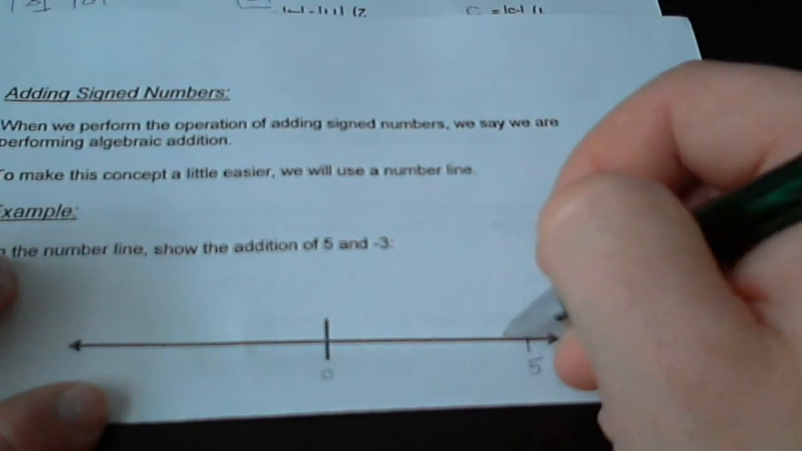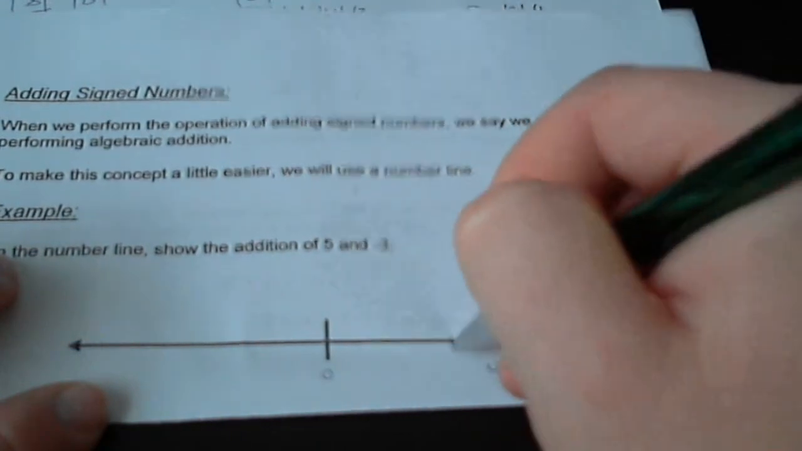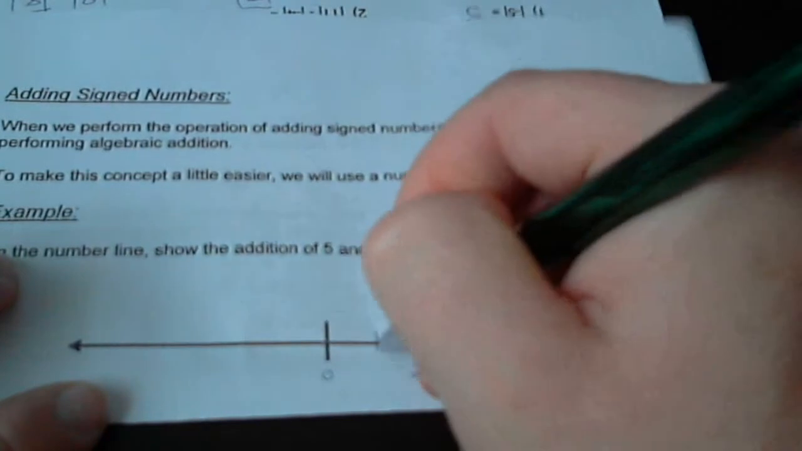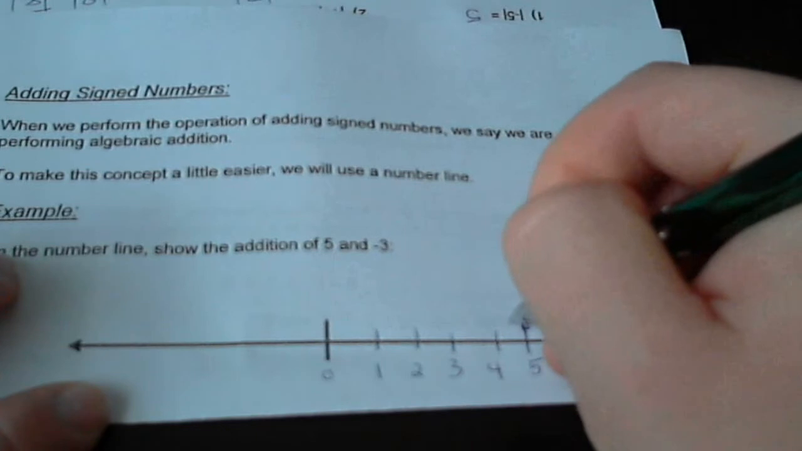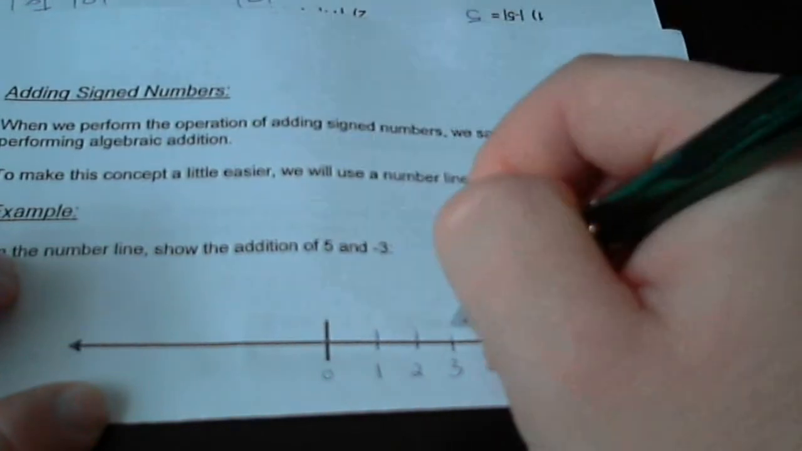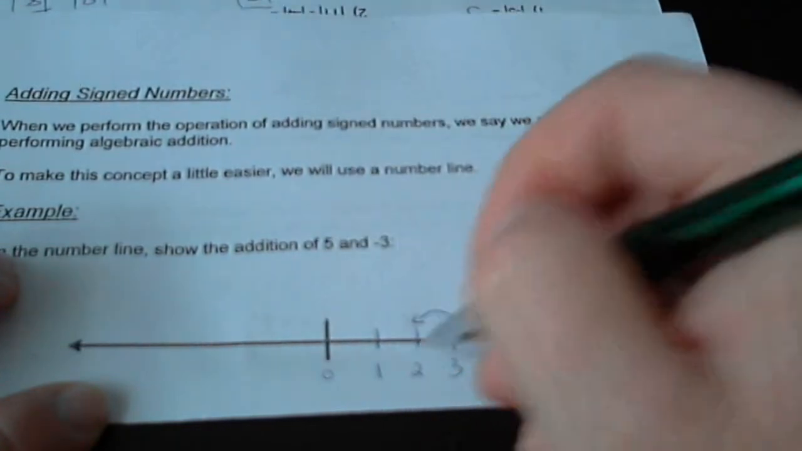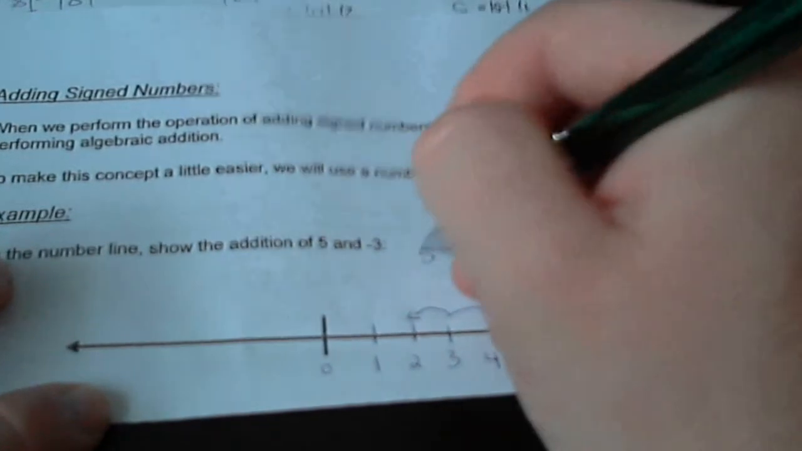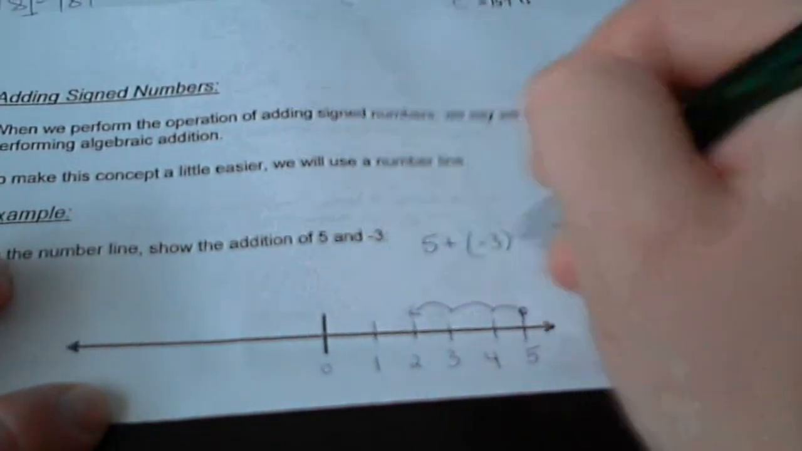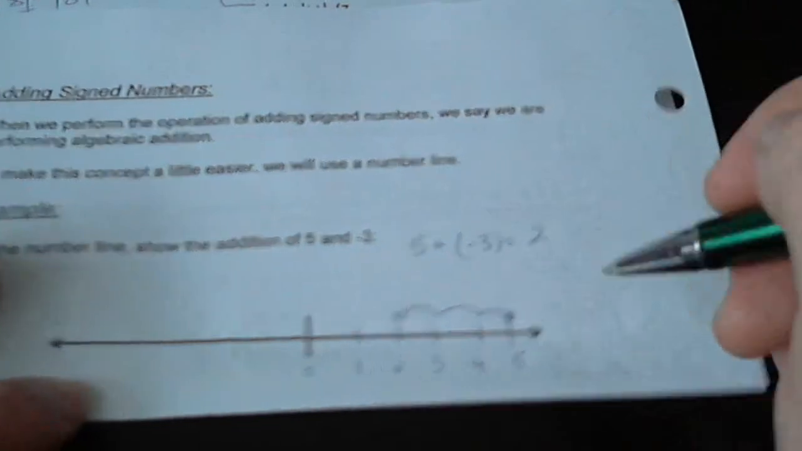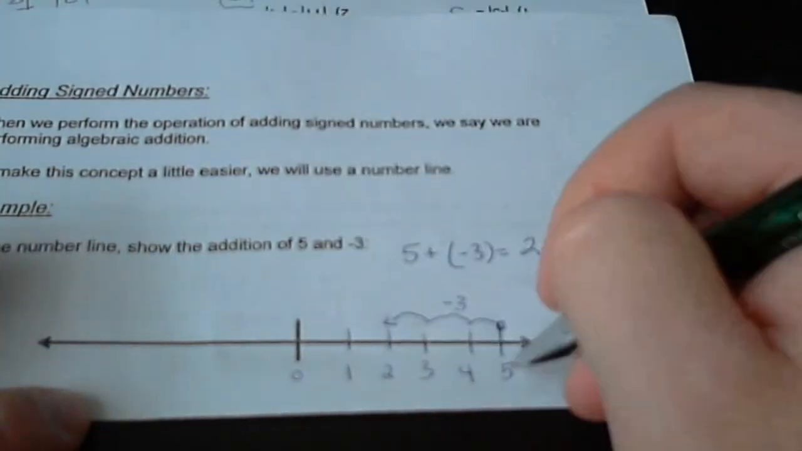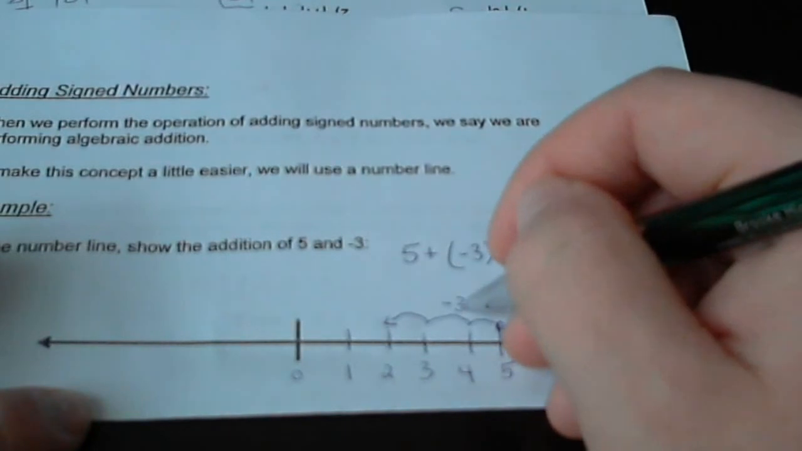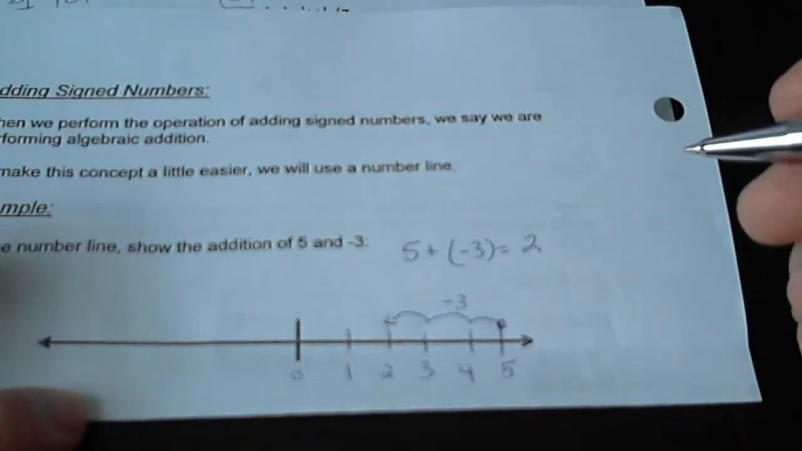So from 5, I'm going to move backwards 3 places. So I'm starting here, and I need to go back 1, 2, 3. And I end up at 2, which means 5 plus a -3 equals 2. And we just confirmed that on our number line. Here's our -3 right here. Started at 5 plus a -3 equals 2. Okay, let's try another one.